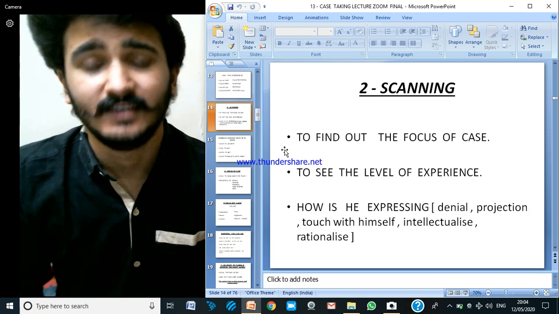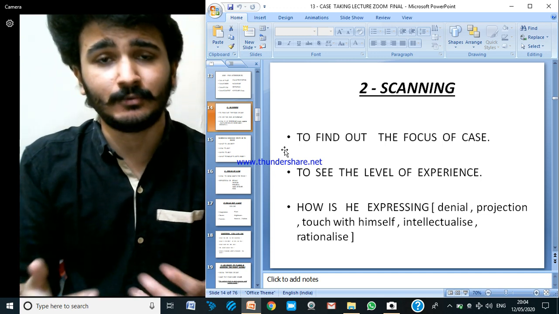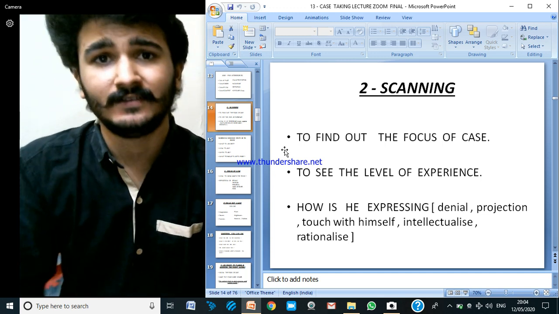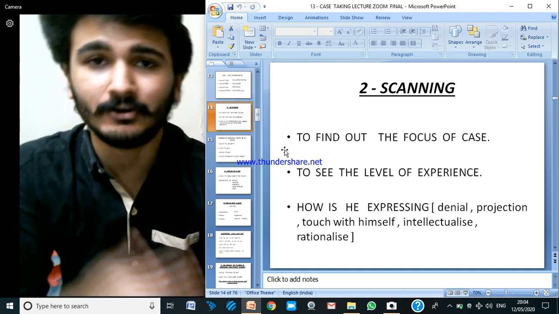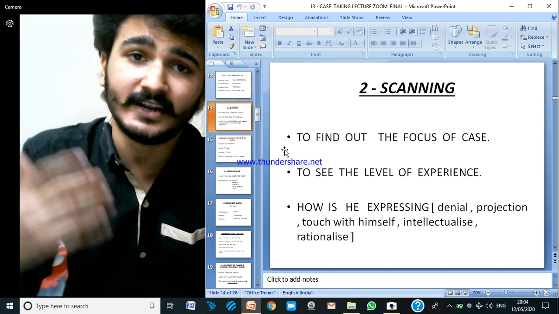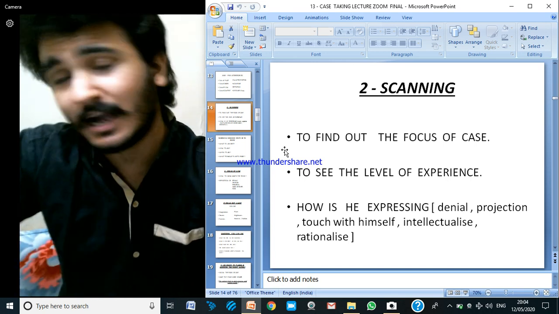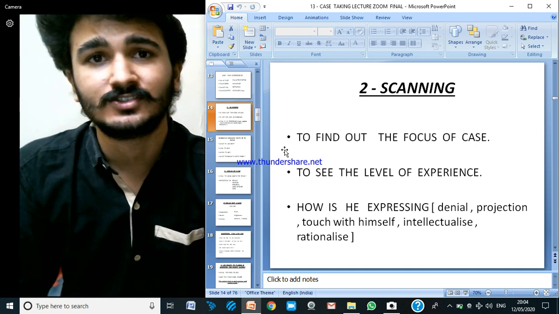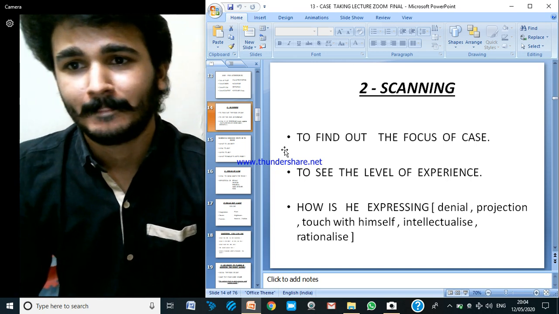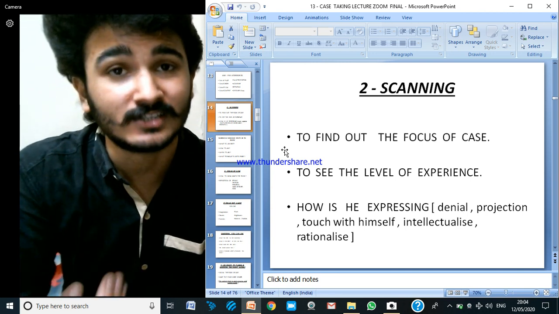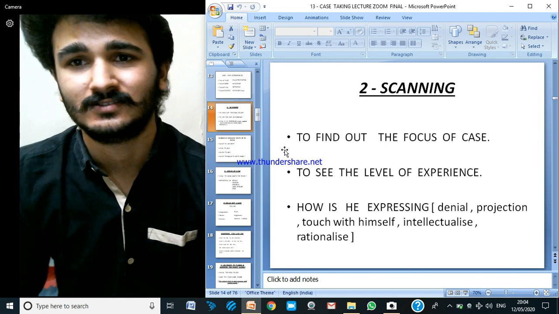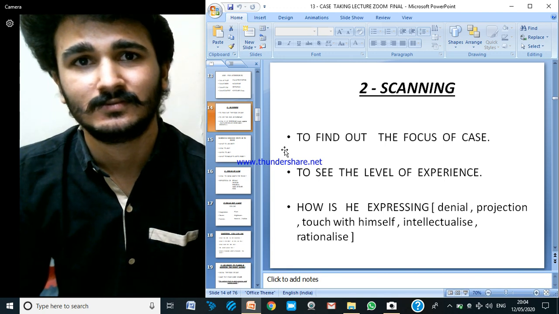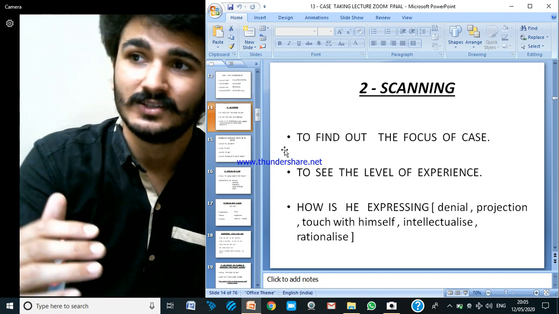Then you have to scan. After the patient has talked for the initial 15-20 minutes, 30 minutes, you have to see what he has talked about most. What has he talked about again and again? Repetitive, recurring. Something which is out of context. Really nonsense. Because you have to find the focus. You have to see what level of experience the patient is on.